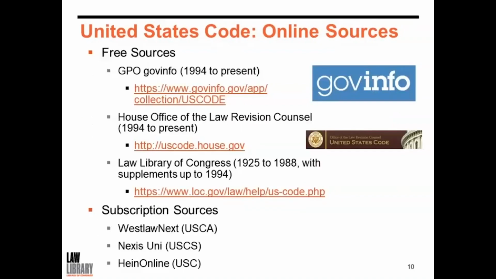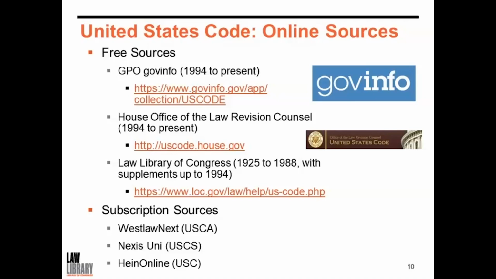And what we've done here with this slide is give you some information about where to find the U.S. Code online. So I've been talking about the print version, right? Librarians love books, but of course, most of us are accessing it online nowadays, right? So there's three free sources that we talk about in this class. There's the Office of the Law Revision Council's website, and that goes from 1994 to the present. There's GPO's website, govinfo, also goes from 1994 to the present. And then there's the Law Library of Congress's collection.